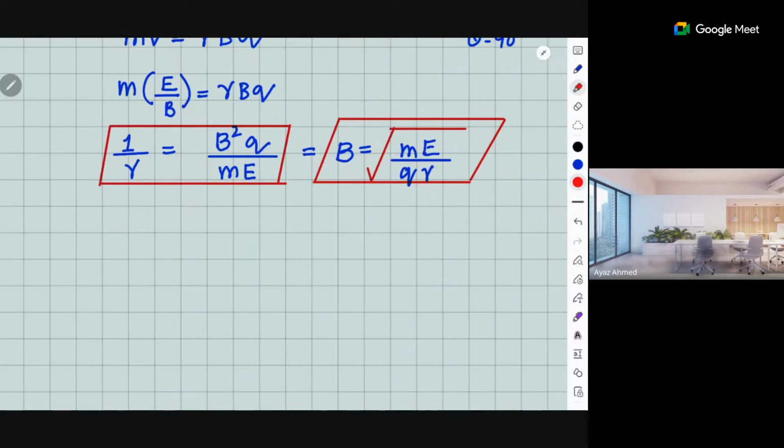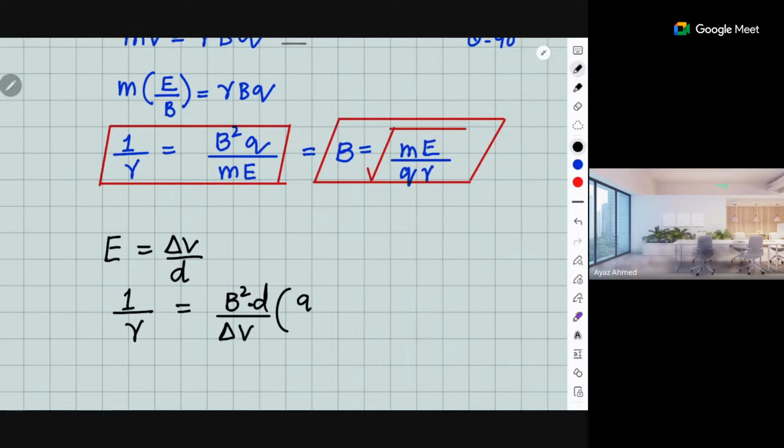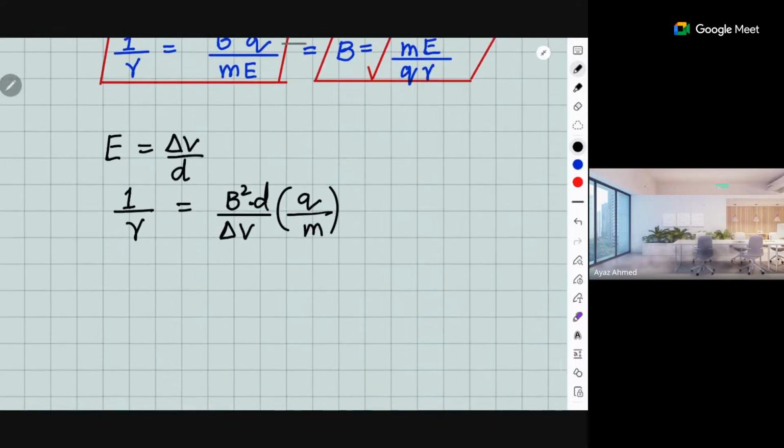Okay, so this is one of the equations. The most important thing is that when you replace this E here, what is your E? Your E is equal to delta v by d. So I will just rearrange this equation: 1 upon r is equal to B squared divided by delta v into d, whole multiplied by the charge to mass ratio. Got it? In the previous topic, I told you that this 1 upon r is basically the deflection, isn't it?